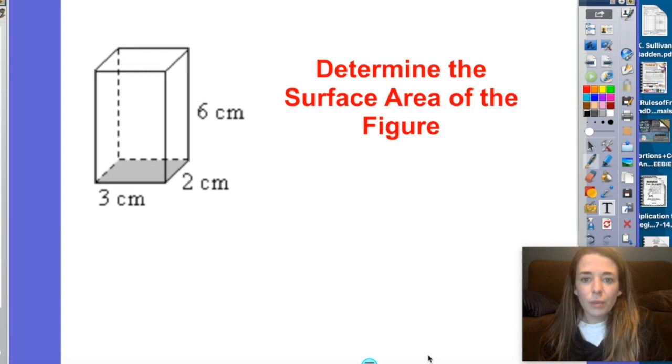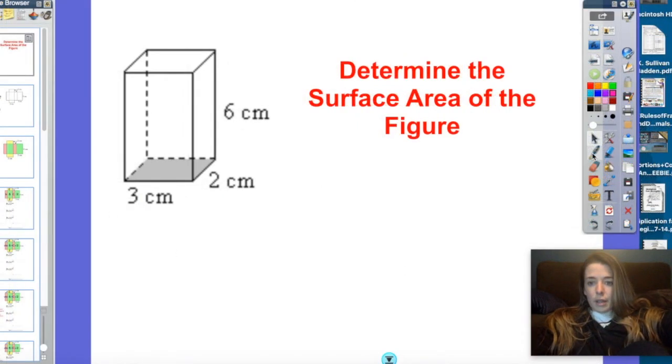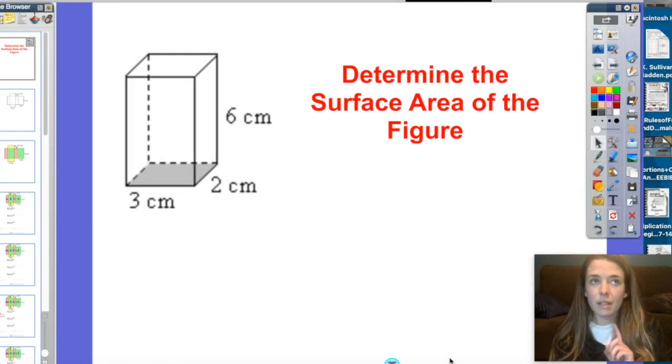So we are going to determine the surface area of this figure. I don't think I know how to calculate the surface area. I don't understand. Let me think back to yesterday. We did 3D figures and we talked about nets.